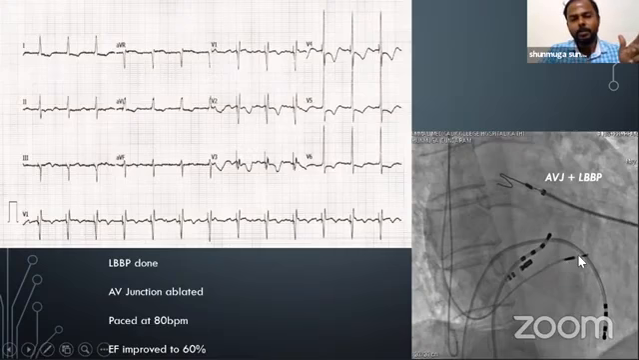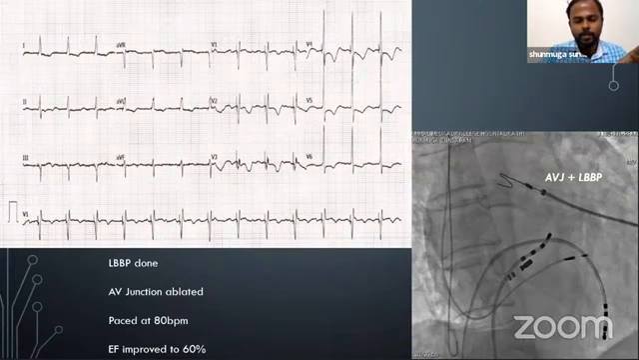So this is not going to avoid all the RV pacing related complications, but it is going to reduce the pill burden of the patient. It is going to improve the ejection fraction because you are capturing the conduction system. The LV function is going to improve. And since you have ablated the AV node, you will not have the fast ventricular rate, so you do not have to give high dose amiodarone, high dose verapamil and digoxin for controlling the rate.